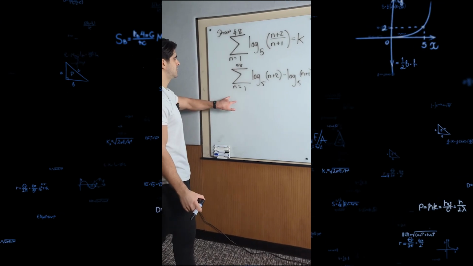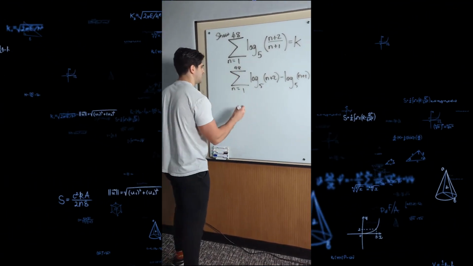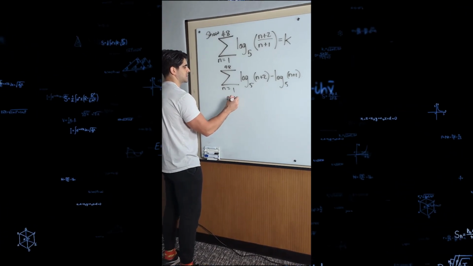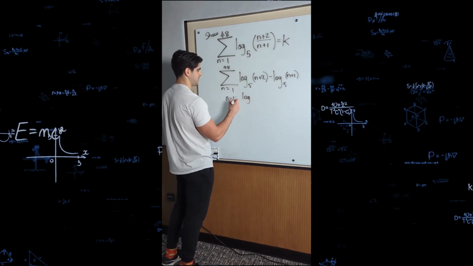Here, we're summing the first term up until the 48th term. So what we need to do is we need to find a pattern. So we're summing the first term. We sum in 1 here. So we get log. Just for this, guys, I'm not going to write the base because that's long.